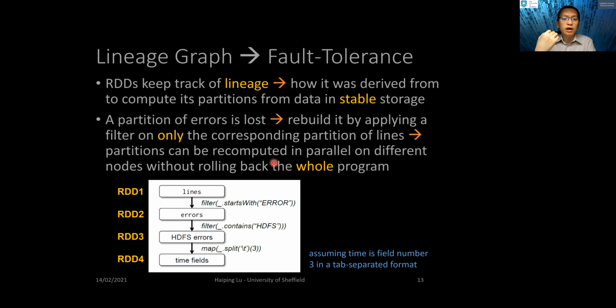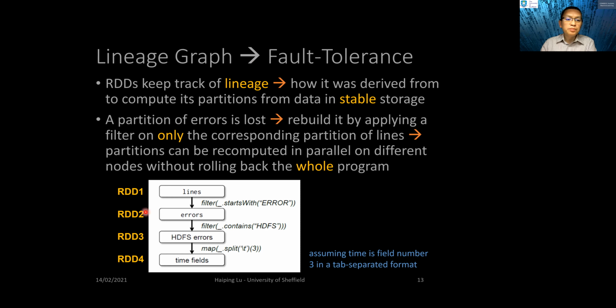If that is on our personal computer and there's an error, you have to rerun your program. But in Spark, when you run it on a cluster, if one node fails, you just need to recompute and redo that partition. That is how Spark achieves fault tolerance.